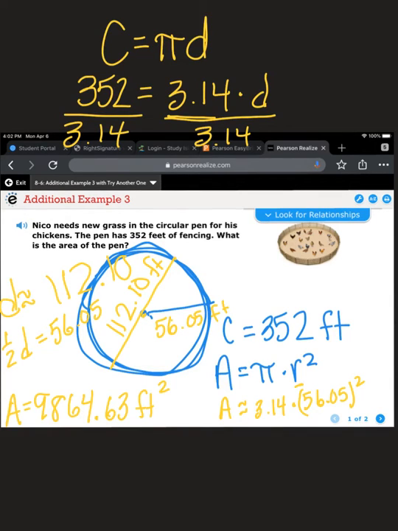Now it's possible that you did all the right math, and then when you got to right about here, 4.63, then maybe your answer was slightly different, because it depends on where we round and how exact we get. So I think we can say it should be about 9,865 feet squared, and most of us can agree on that. So there's an example problem.